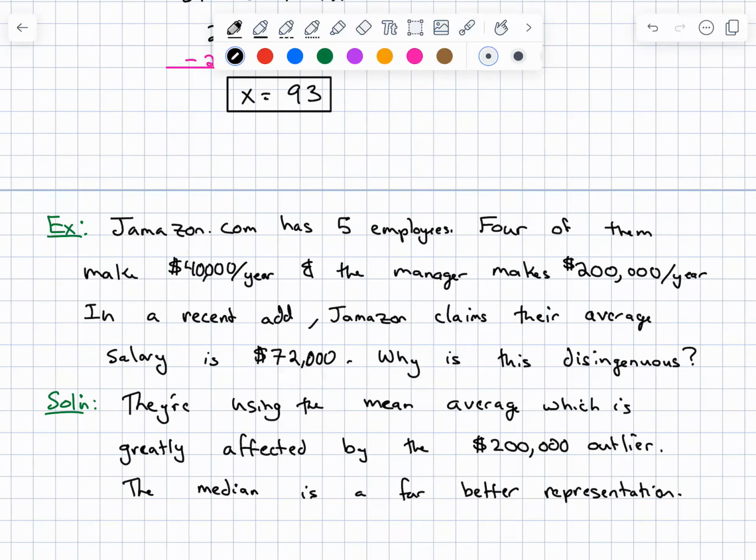So if you're asking a company for the average salary, please make sure to say, what's the median average salary? So that you know a very, very true representation of what their pay is.